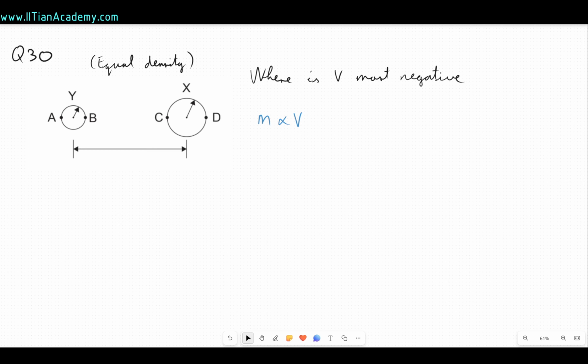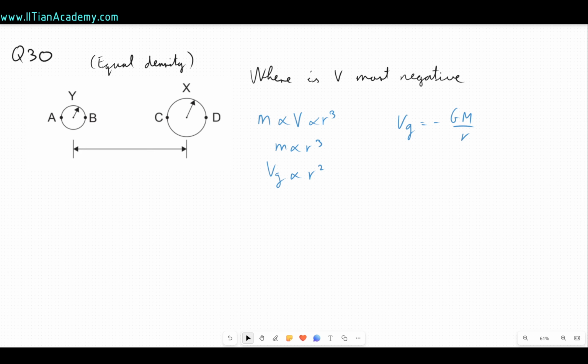And we know that the volume of a sphere is proportional to r cubed. So what we can see is that mass is proportional to r cubed. Now, if you remember that potential is minus GM over r, if we plug in r cubed over here, we will see that the potential is proportional to r squared.